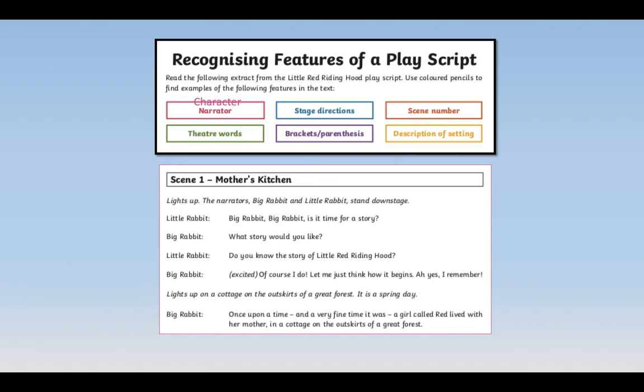So first of all, lights up. So what we have here underlined, it's got to be Mother's Kitchen, is a description of the setting, but also it's the title of the scene. Now, lights up are theatre words. So there are people working in the background who need to know when certain things have to happen on stage. So they are theatre words for the theatre workers.